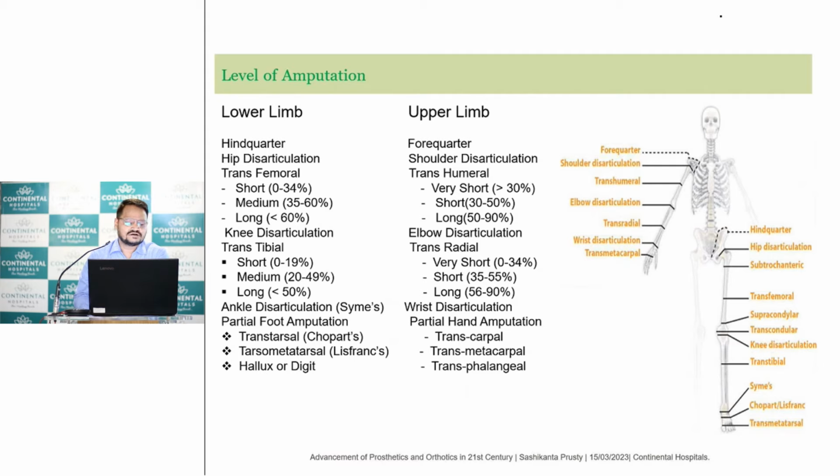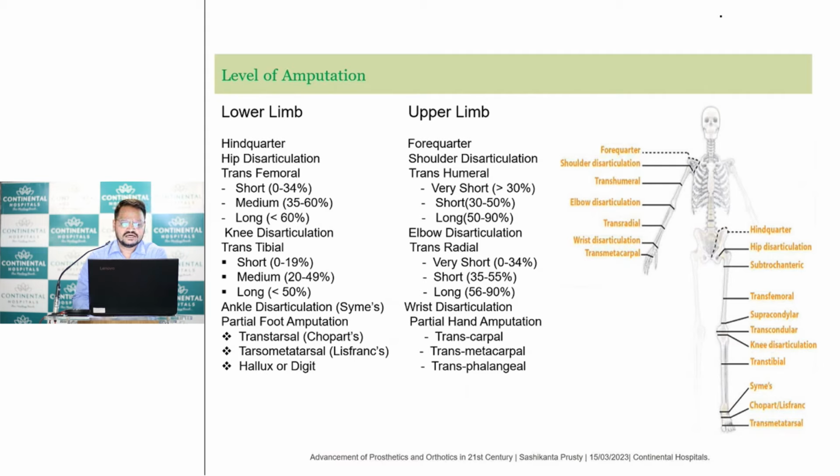Then we come to knee disarticulation. Then transtibial, which is also the same, short, medium, long, depending on the percentage of the length that we keep for the prosthetic fitment. Then ankle disarticulation and partial foot amputation, so transtarsal, which we can call Chopart's, then tarsometatarsal, that is Lisfranc's, and hallux, digit or ray amputation. Syme's will also be there, through the ankle, with some movement because of some conditions.